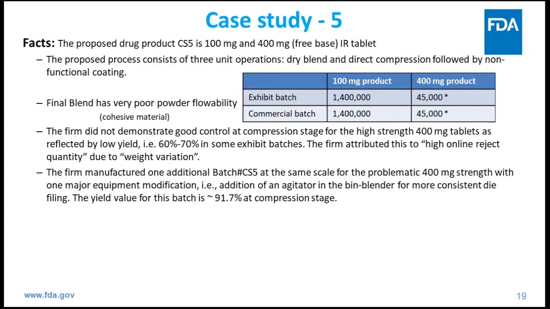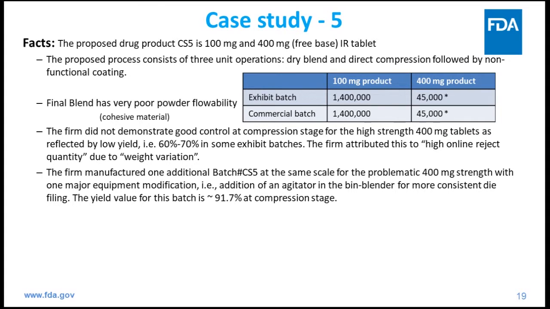So what the company did was, I think they have very good engineers. They said, we will do some equipment modification. So they add an agitator in the beam blender during the compression, so they will have a more consistent die filling. So for that, they use that modified blender for one batch, and they got a pretty decent yield, 91% yield.